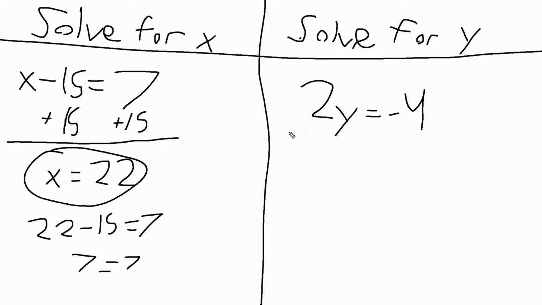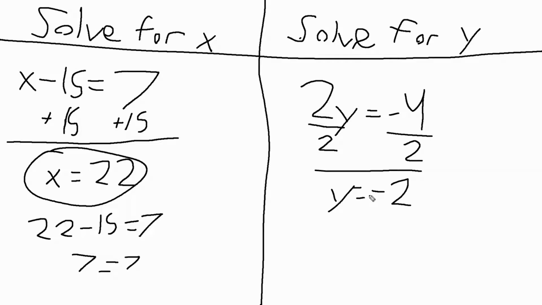So here we go. We have to isolate the variable, and in this case it is 2y. So what we have to do is divide both sides by 2. It's just 2 divided by 2, and we get y is equal to negative 2. And we could check: 2 times negative 2, negative 4. That is correct.